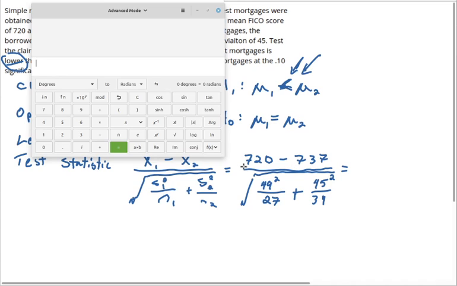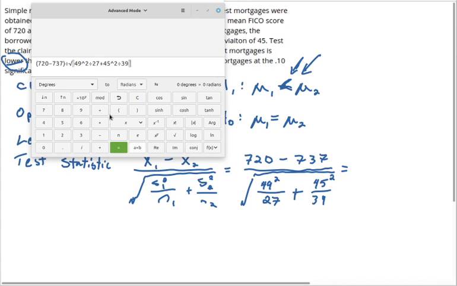So I'm going to start out wrapping my numerator in parentheses, 720 minus 737, divided by, and now square root, and I'm going to wrap this whole thing in parentheses, 49 squared divided by 27 plus 45 squared divided by 39.